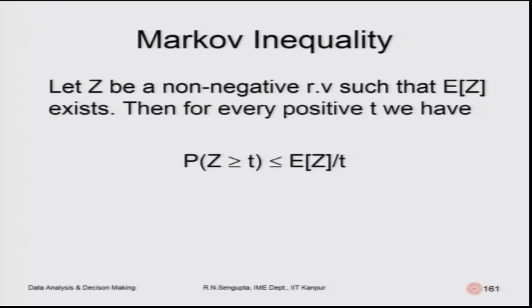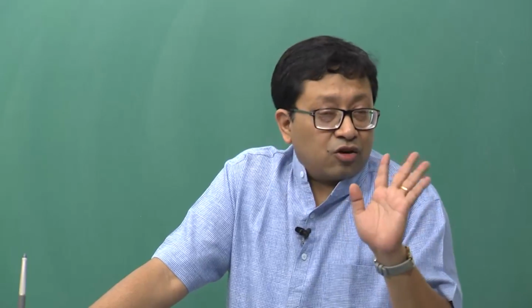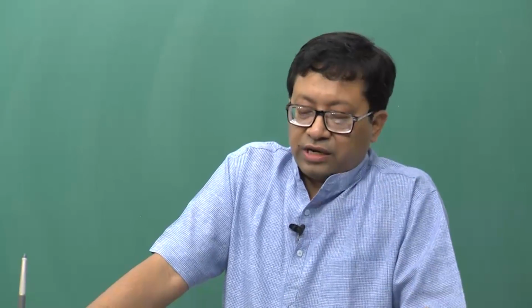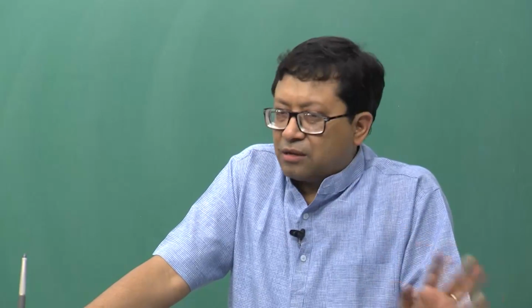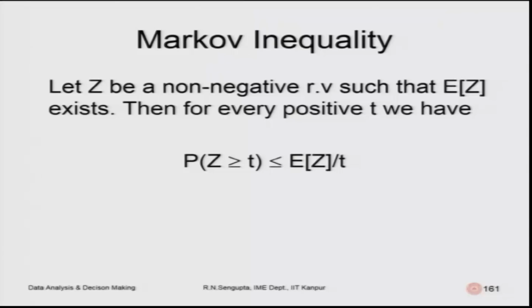We will consider two inequalities. So, one will be this: consider Z is a non-negative random variable. It does not mention anything about the variance, and remember, it does not say that Z is the standard normal deviate. So, Z is a non-negative random variable such that the expected value exists. Then for every positive t, the probability of Z being greater than a number t is less than or equal to the expected value divided by t.